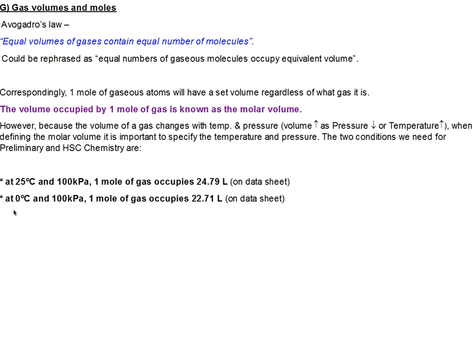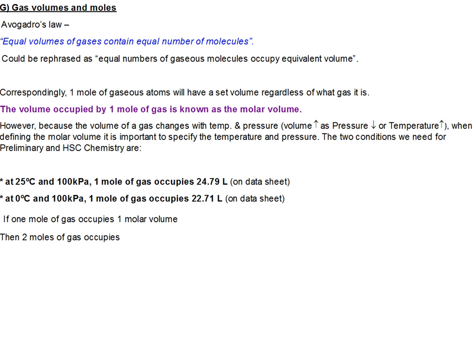But if you cool it down to 0 degrees at the same pressure, 1 mole of gas occupies only 22.71 litres. We know that if you cool the gas down, it's going to contract, and if we heat it up, it's going to expand. So 1 mole of particles at 25 degrees and 100 kilopascals will occupy this volume. Cool it down to 0 degrees, it occupies a slightly smaller volume. You need to know those two, the two relevant ones for HSC chemistry.